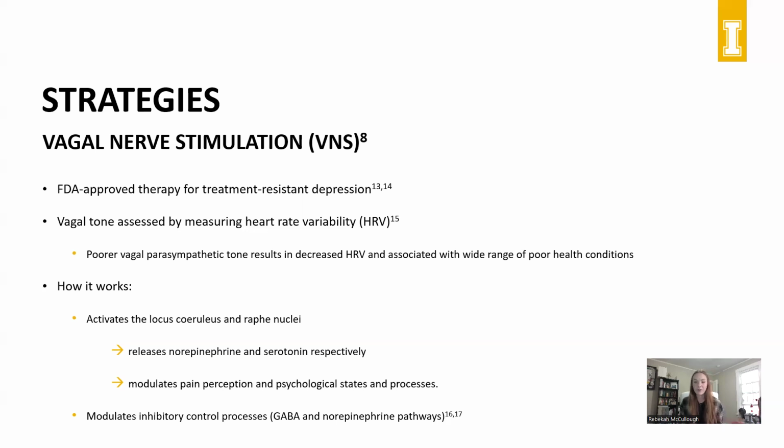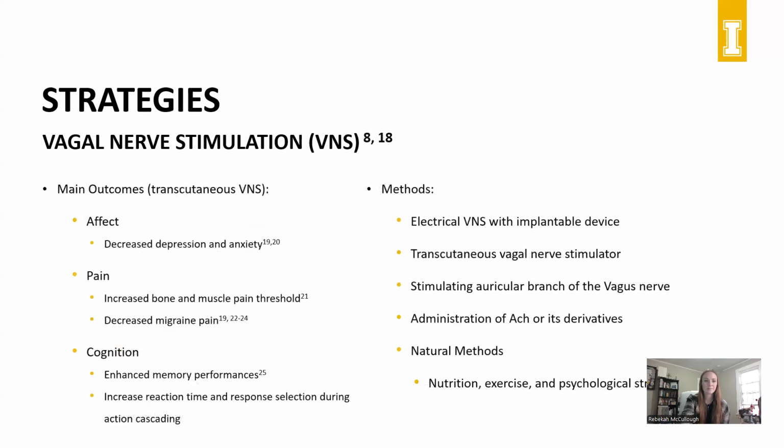So just referring back to some of those pathways. By activating that, it also modulates pain perception and psychological states and processes. And then the other piece where it's connected into that neocortex is it modulates inhibitory control processes. So there's that GABA pathway coming back, and that's how that connects there.